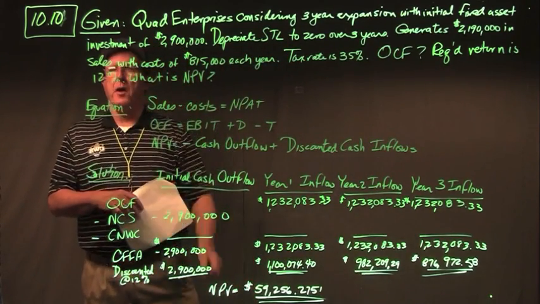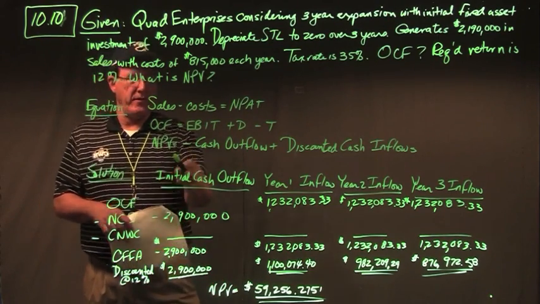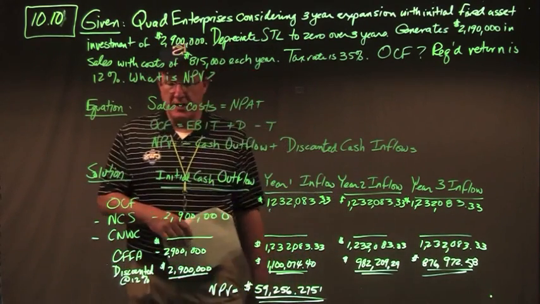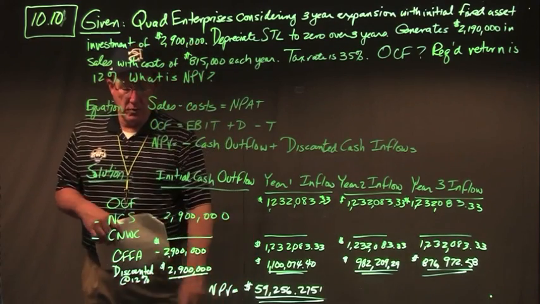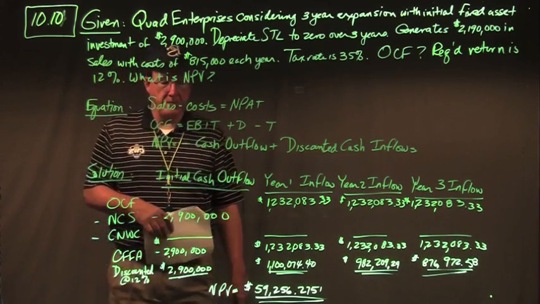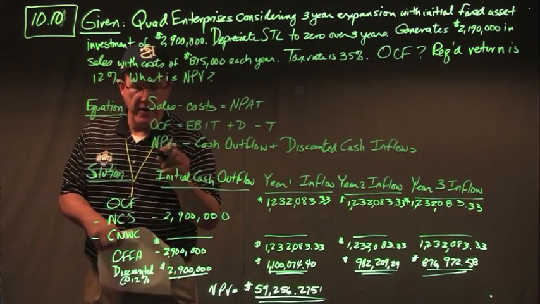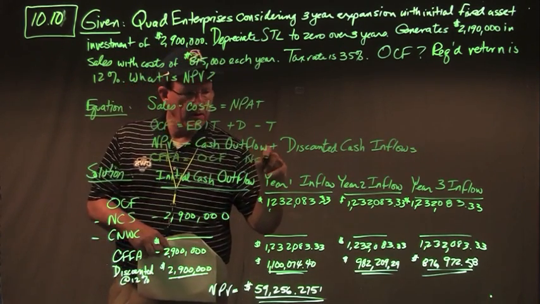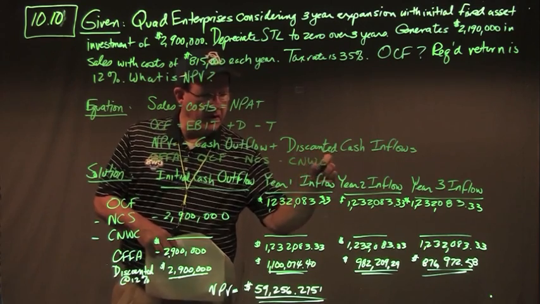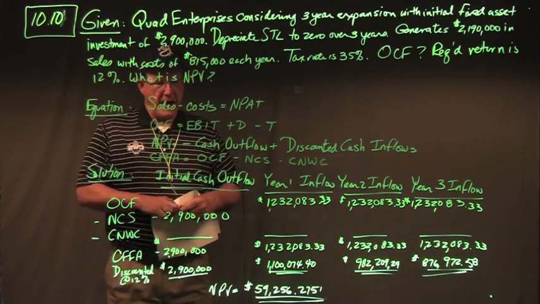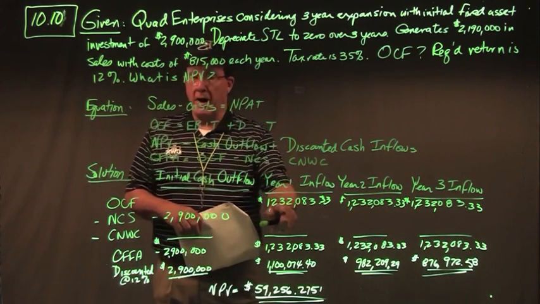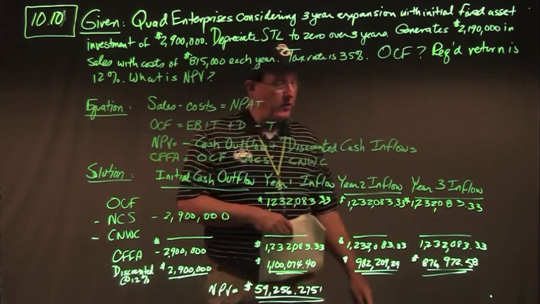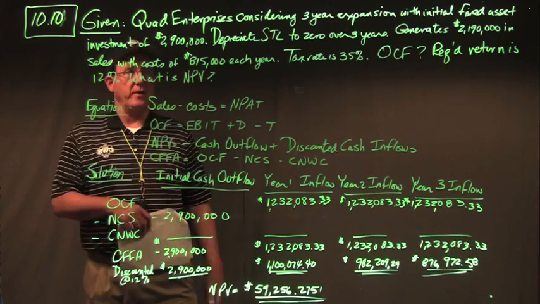So, same answer as problem 9, but now we're going to calculate the NPV. NPV is minus the cash outflows, plus the discounted cash inflows, discounted at 12%. So we set up a little cash flow table trying to calculate free cash flow, or CFFA. We know that CFFA is OCF minus NCS minus CNWC. So I set up my little table here, my cash flows from problem number 9. 1,232,083, 1,232,083, 1,232,083. We get that for 3 years since it's a 3-year project.